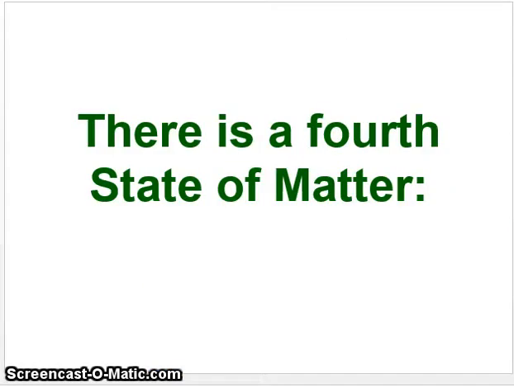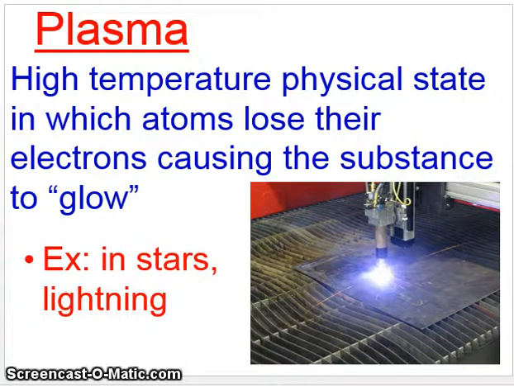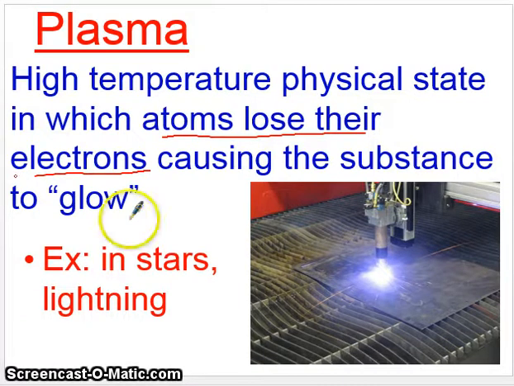There is a fourth state of matter, and this one we're not going to deal too much with, but we should mention it, and that is called plasma. In plasma, you have matter undergoing a strange change. You have atoms losing their electrons. Now, we haven't discussed electrons yet, but just think about the atoms actually being torn apart a little bit. And this causes the substance to glow. An example of this is found in stars. This is why stars glow or shine, because there's a bunch of plasma on the star. Anytime lightning hits, what you see is a bunch of plasma.